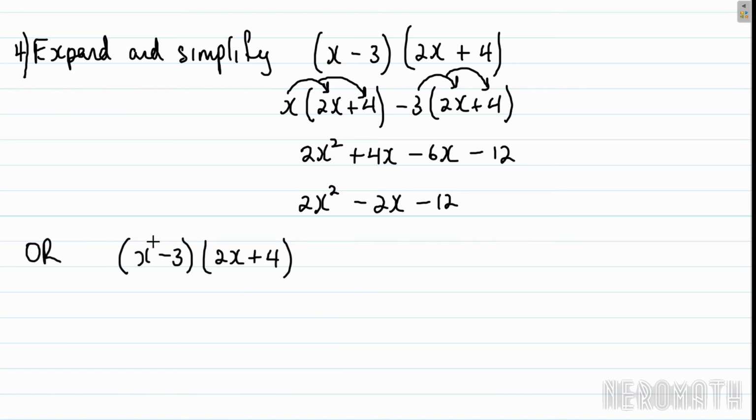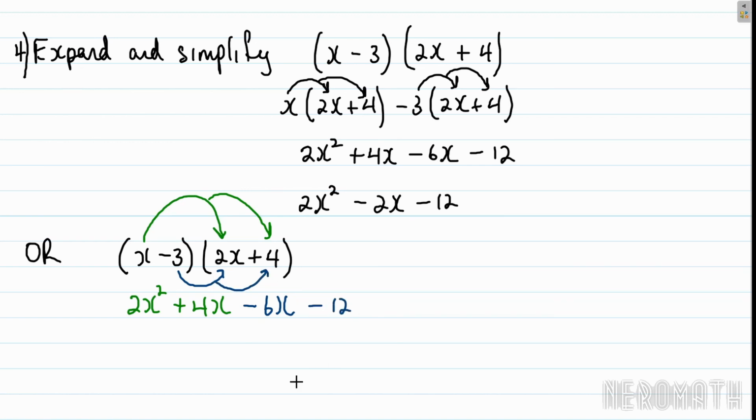So now I'm going to look at another way to expand this expression. So I'll multiply x by 2x and get 2x², and I'll multiply the x by the positive 4 and get positive 4x. Then I'll multiply negative 3 by 2x and get negative 6x. And I'll multiply negative 3 by positive 4 and get negative 12.